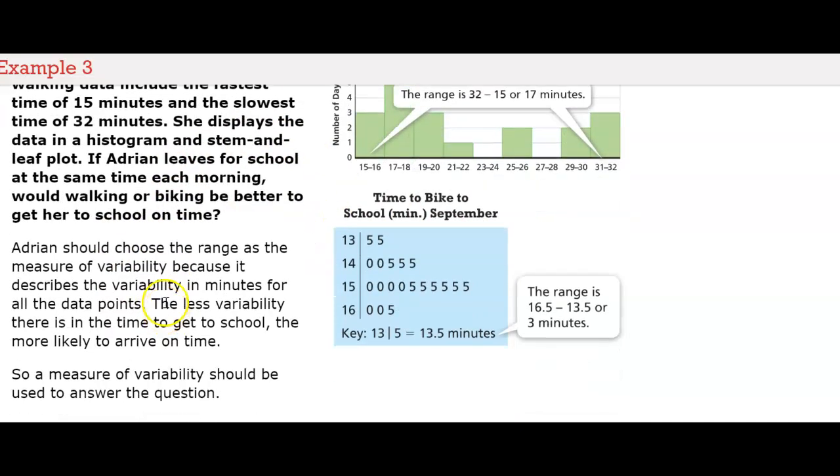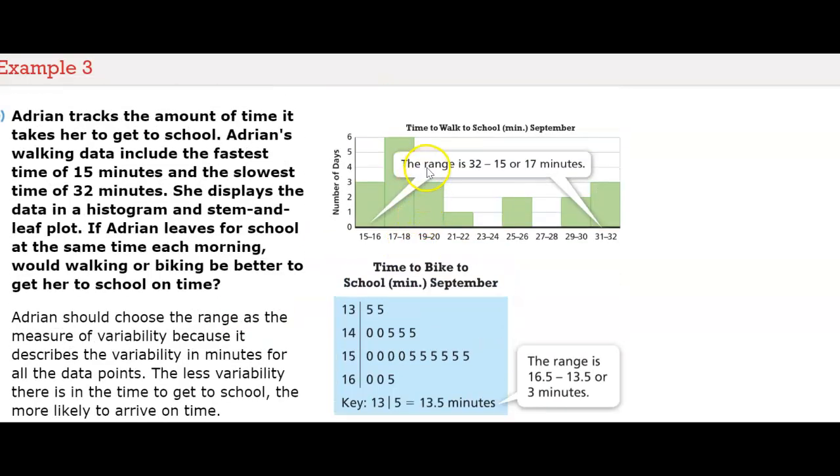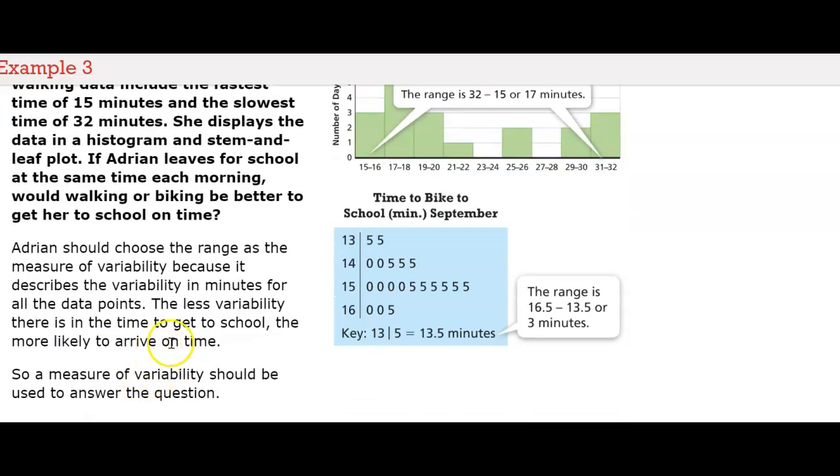Adrian should choose the range as the measure of variability because it describes the variability in minutes for all data points. So the range would be the 32 minutes minus the 15, and that would give us 17 minutes. The less variability there is in the time to get to school, the more likely to arrive on time.